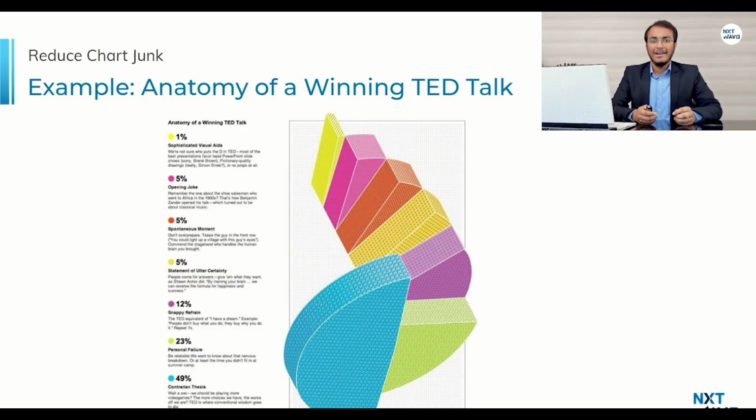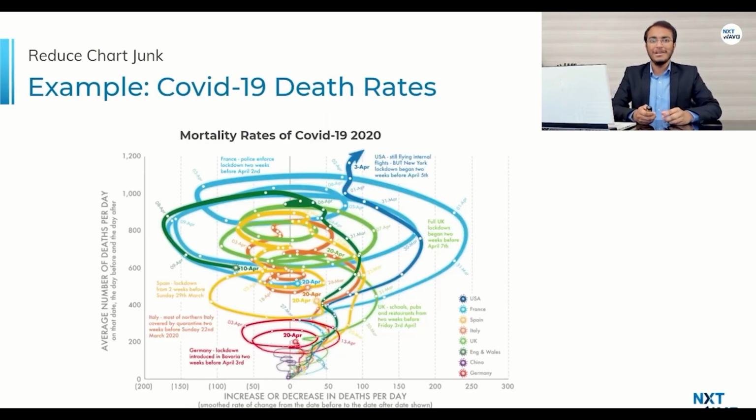And to give you an extreme example, you can look at this. This is a visualization of COVID-19 death rates. You can see the mortality rate of COVID-19 in 2020 in different countries. Now just pause the video and try to make sense of this visualization. If you can't see it clearly, we will also give a link to this particular image in the description of this video. You can go through that and try to make sense of it. Then you will realize what chart junk is and how much junk this chart is.